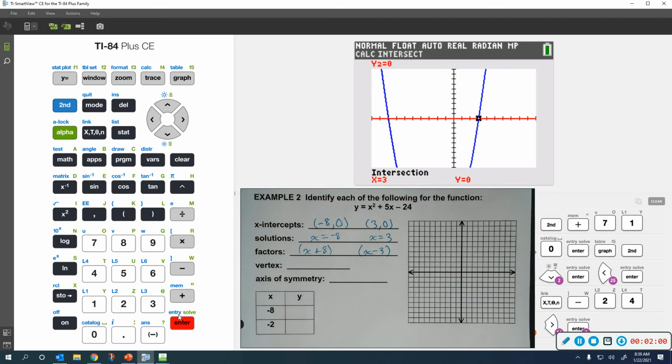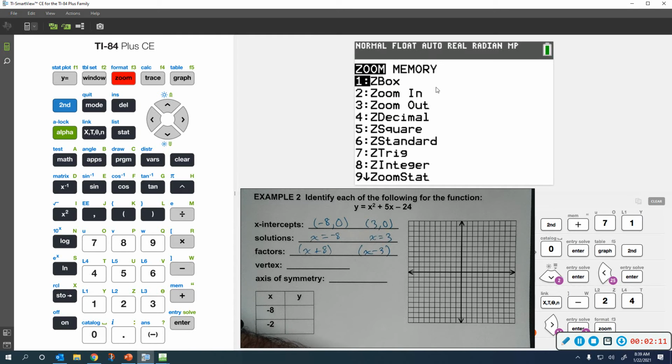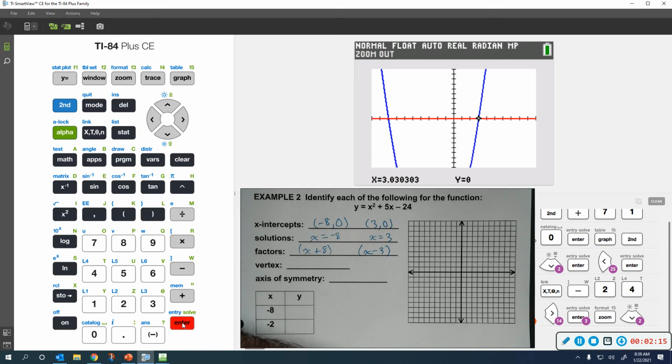For your vertex, now on this one, we can't see if it's a max or a min, so we're going to have to zoom out. So go to your menu here, click that third one that says zoom, and then go down to number 3 and zoom out. Push enter, and it will zoom out based on the center of where you put your dot. So let's put our dot right there at 0, 0, or really close to it. And let's zoom out once. Push enter.